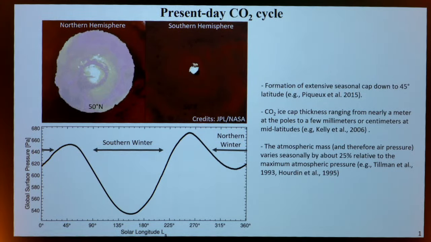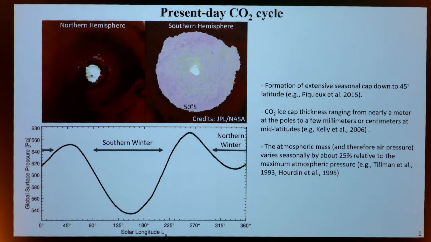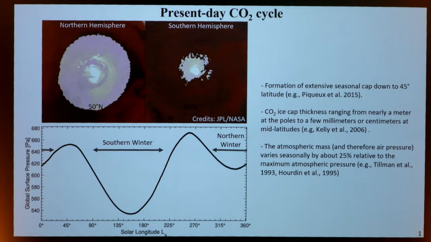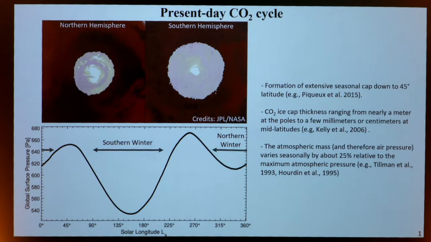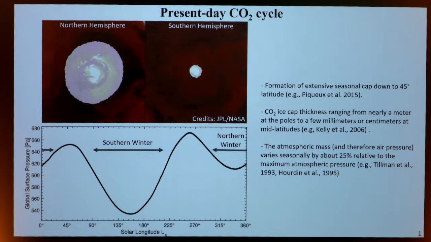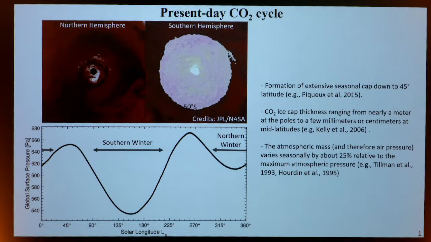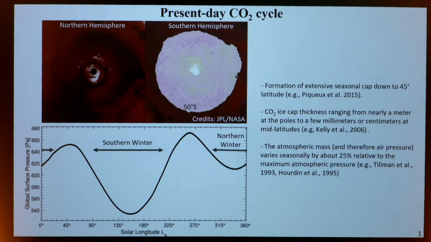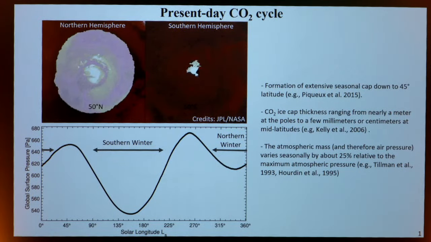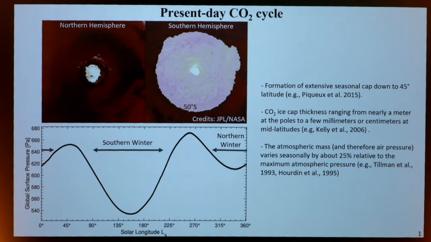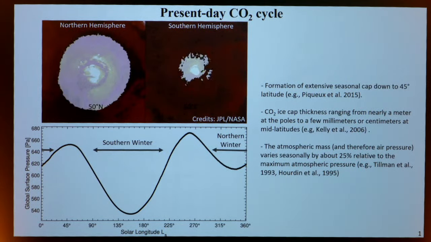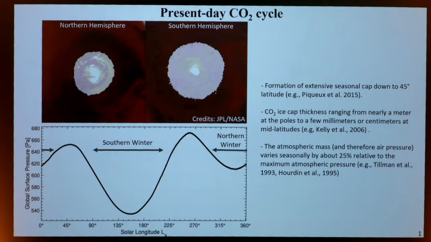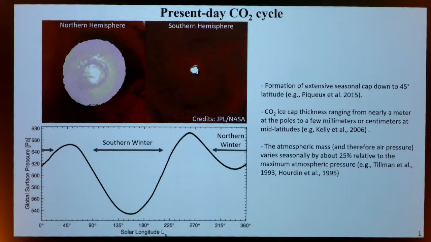What I mean by CO2 cycle is the seasonal condensation and sublimation of part of the atmosphere, around 30%, forming the seasonal ice cap, as shown on the top figures, for instance. And the condensation and sublimation can also be measured on the pressure cycle. On the bottom panel, you have the solar longitude L sub s on the x-axis, the evolution of the surface pressure on the y-axis, and you see this seasonal curve with two drops, which is consistent with the formation of thick seasonal ice caps.